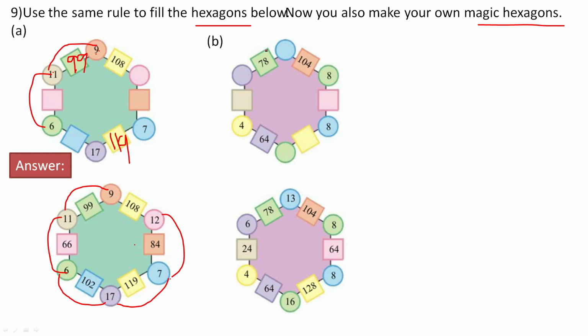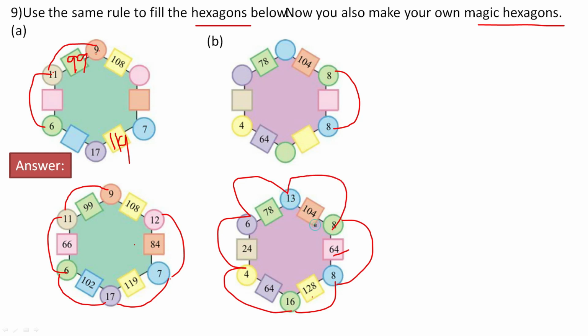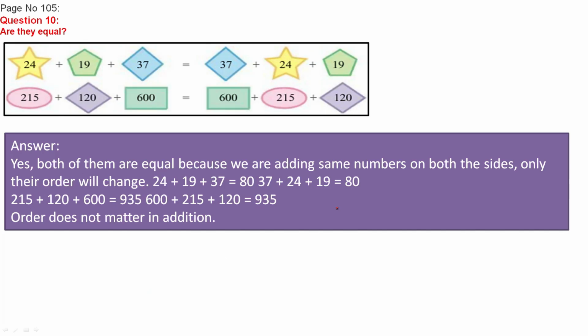Here also you can find how the circle numbers multiply. Multiply the circle numbers, you will get the middle number. 8 8s are 64, you can find the middle number 64. Then 8 into 16, 128. 16 into 4, 64. 6 into 13. 13 into 8, you will get the middle number. So the hexagon pattern you can easily complete.